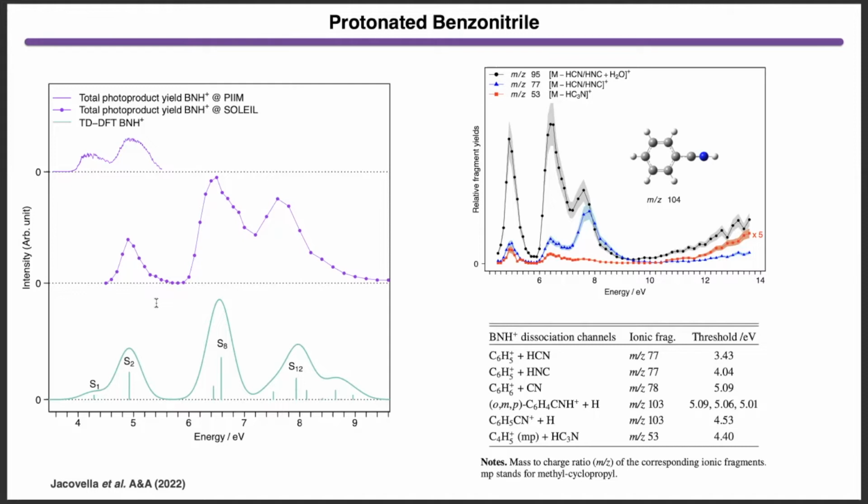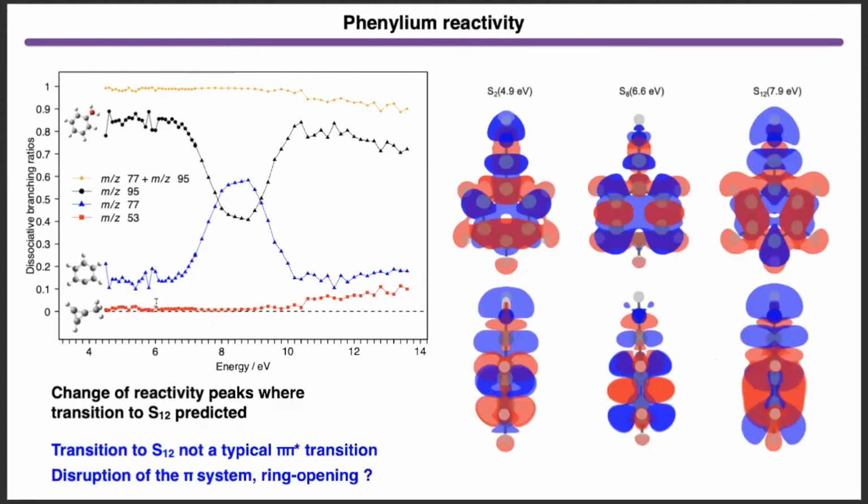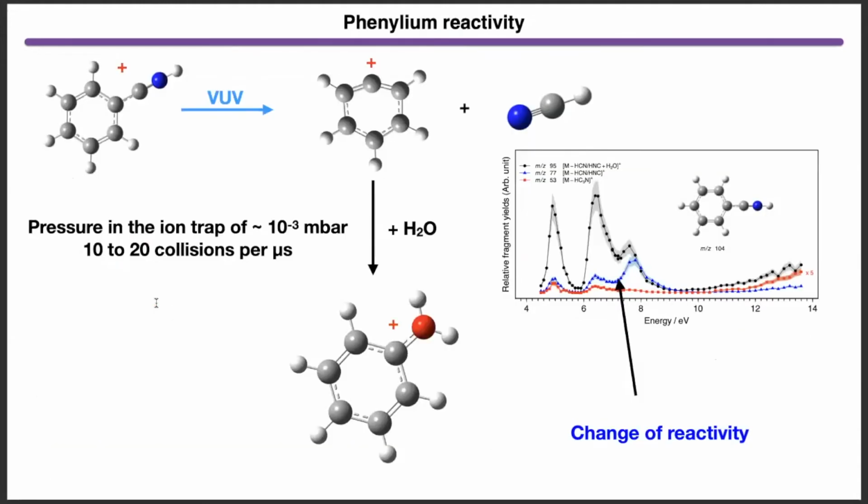What is interesting is that the main channel is basically the loss of HCN or HNC, leading to the phenolium. But at low photon energy, you can see that this phenolium, m/z 77, reacts really strongly with residual water that is in the trap to form m/z 95, which corresponds probably to the protonated phenol cations. And what is interesting here is that you can clearly see a change of reactivity in the formation rates, comparing the formation of 77 to 95.